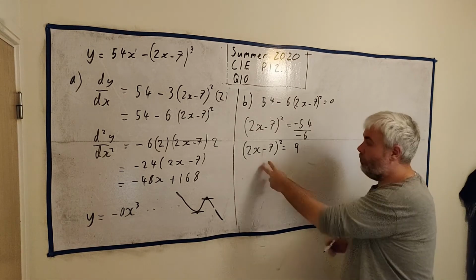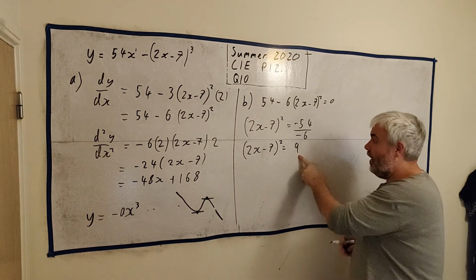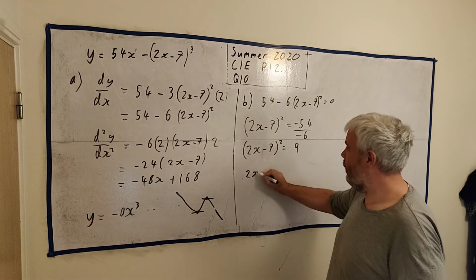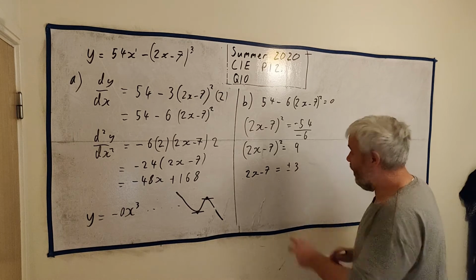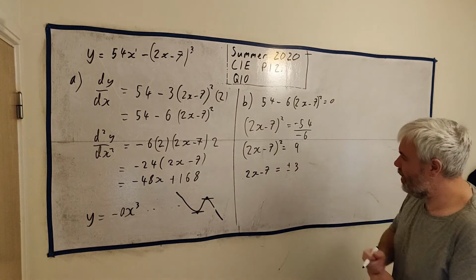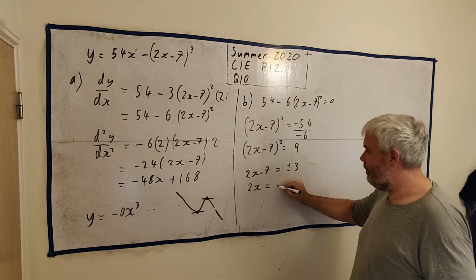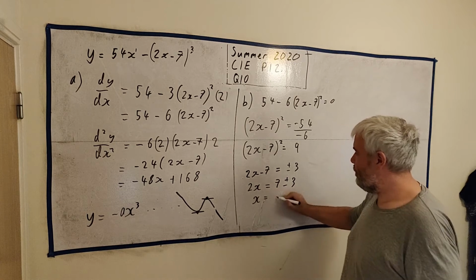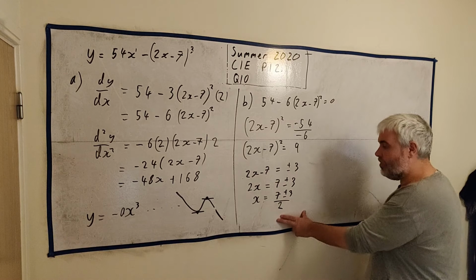So let's get the square root of both sides, or what number multiplies by itself to get 9? It must be a minus 3. This guy here must equal minus 3. Sorry, it must equal plus or minus 3, I should say. So 2x must equal, let's add 7 to both sides, 7 plus or minus 3. x must equal 7 plus or minus 3 over 2. That gives us two answers.